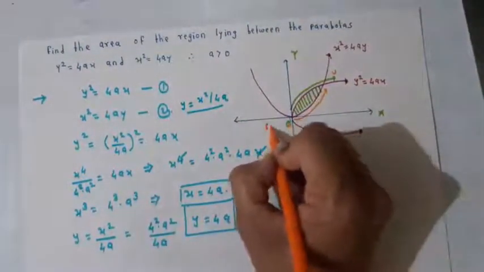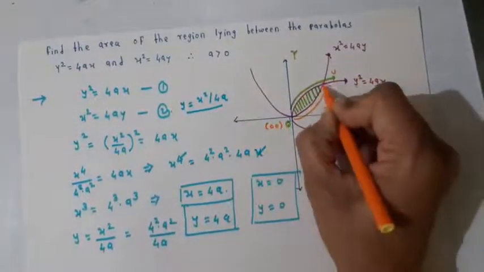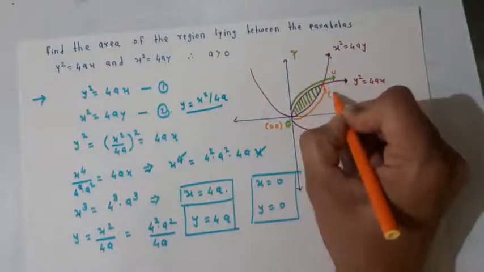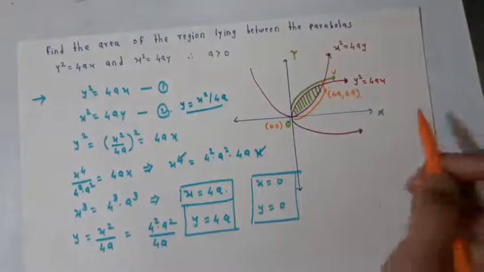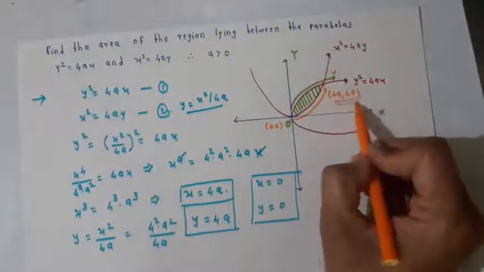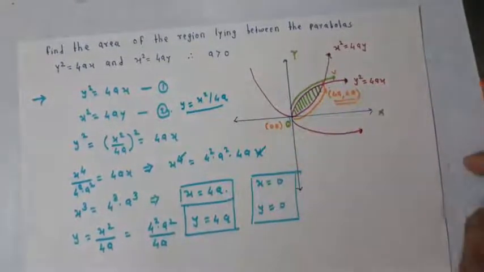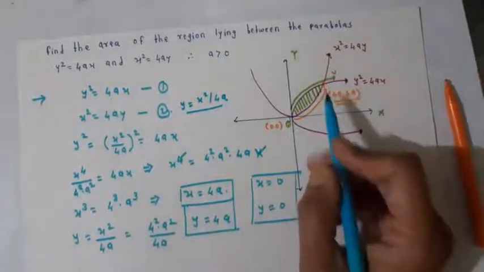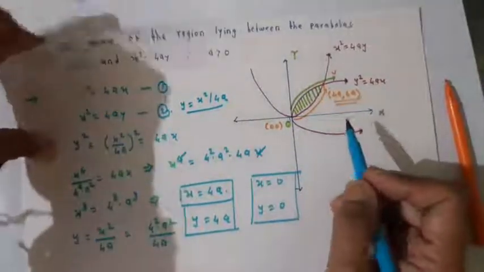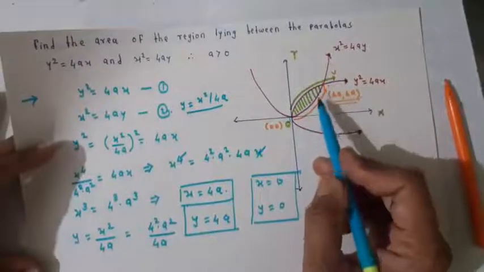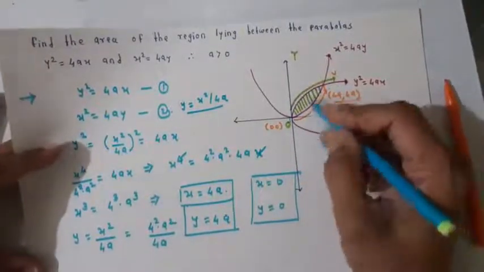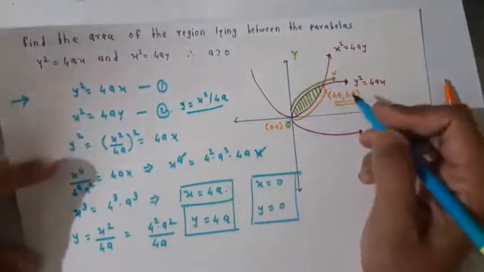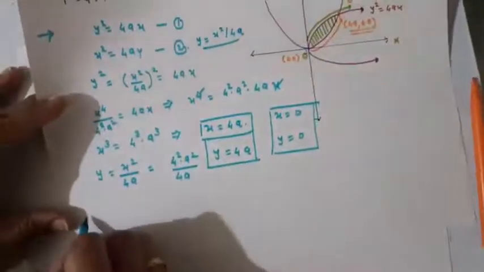Means at origin (0, 0), and this is x equal to 4a and y equal to 4a. In this way, we have found out the points on the curve. Now let us find out the area of the curve, that is, area of the upper curve minus area of the lower curve. In this way, the total area.